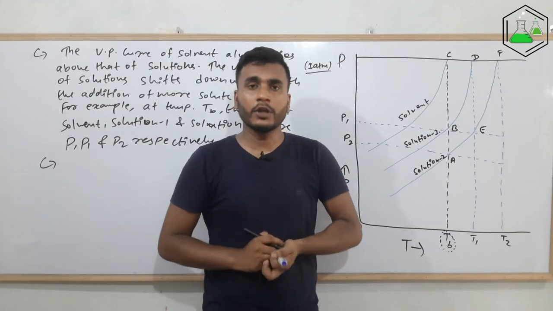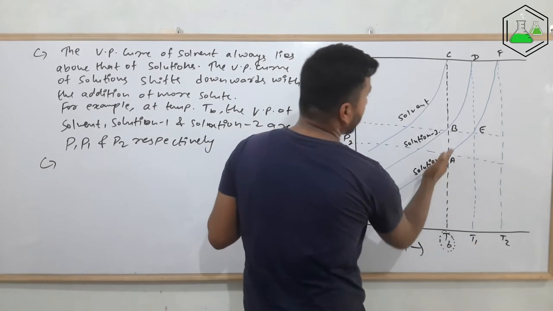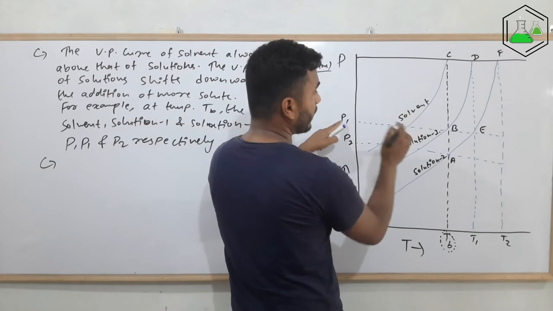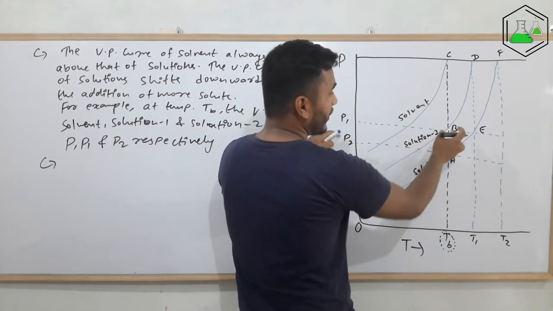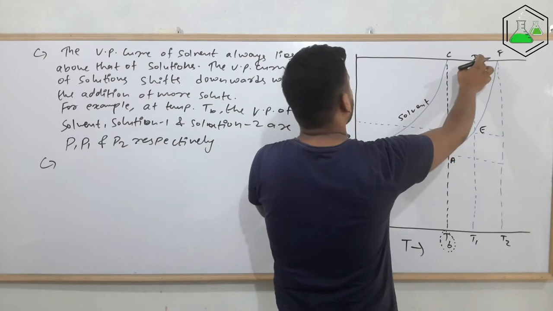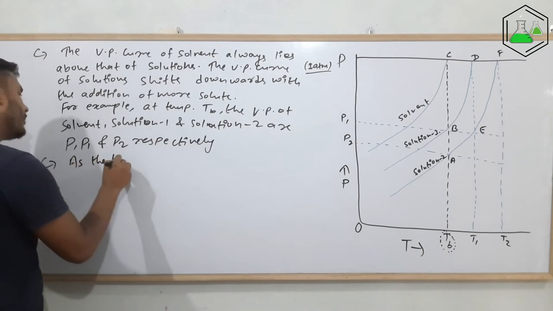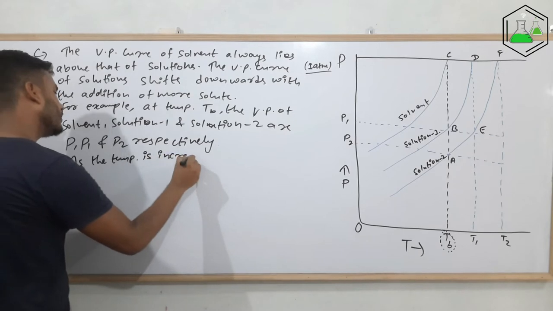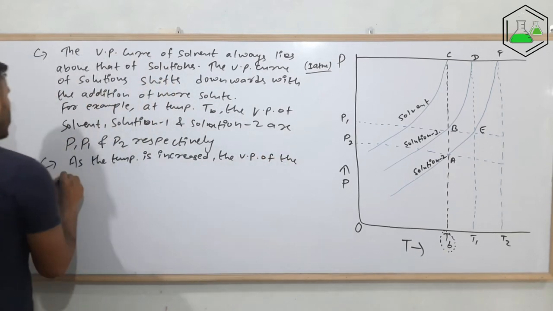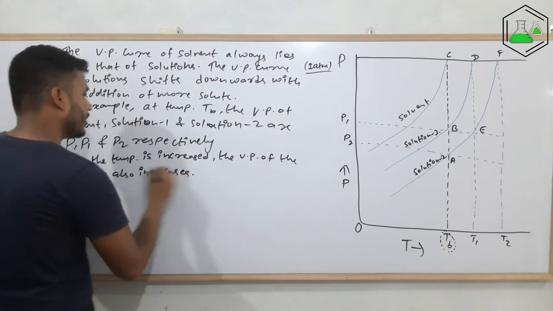Similarly, let's see the second conclusion that we can draw from here. As the temperature increases, the vapor pressure of the solution also increases. Look at here, at temperature TB, the vapor pressure of the first solution is this much, P1, right? But if the temperature reaches T1, then its vapor pressure reaches D over here, that is P, and it will start to boil. So as the temperature is increased, the vapor pressure of the solution also increases.